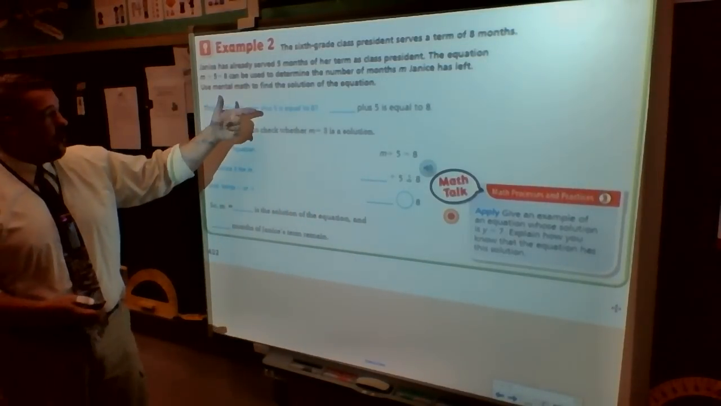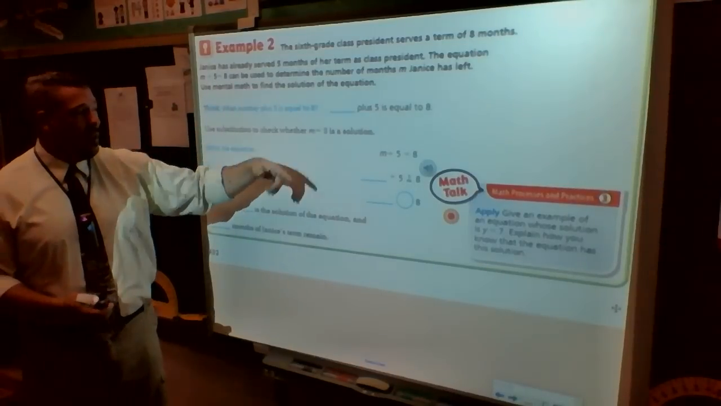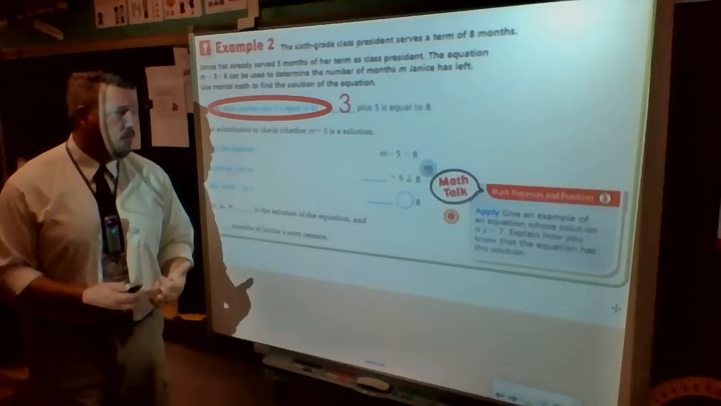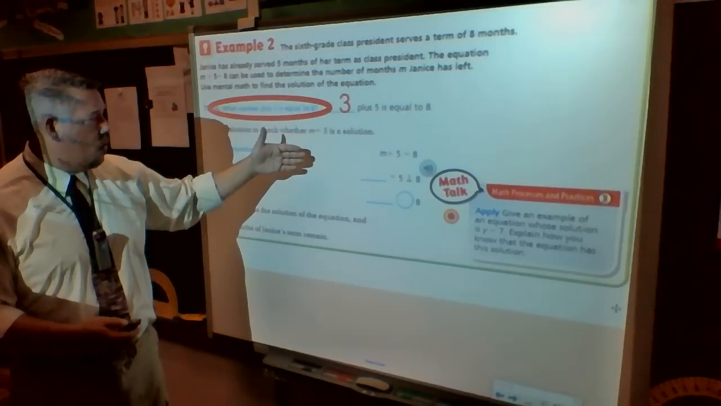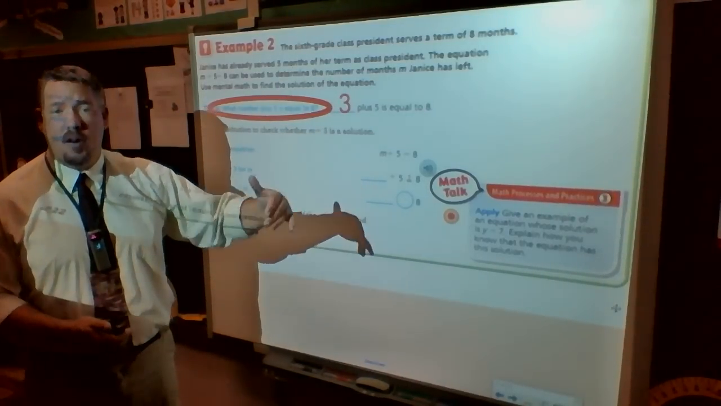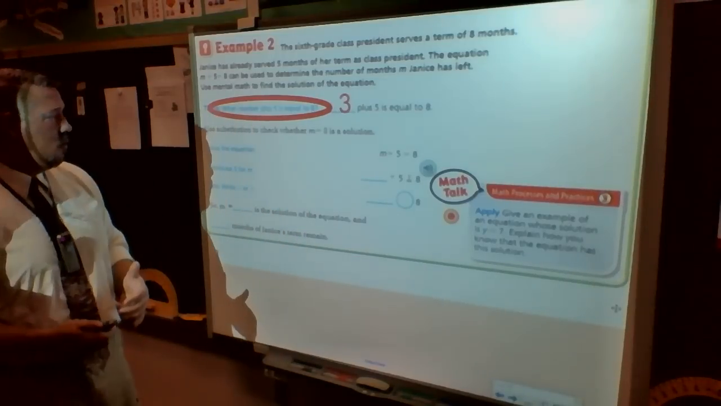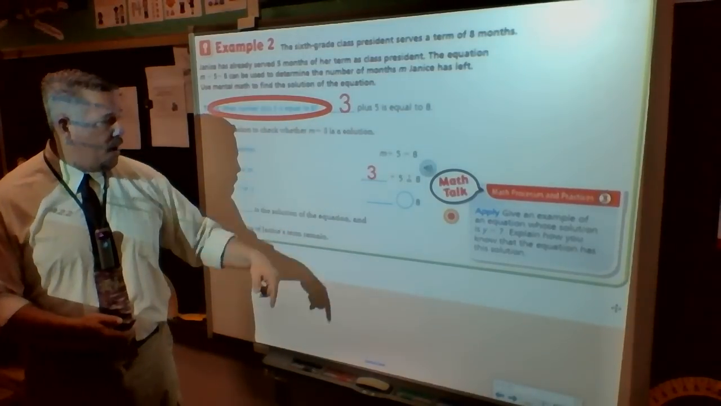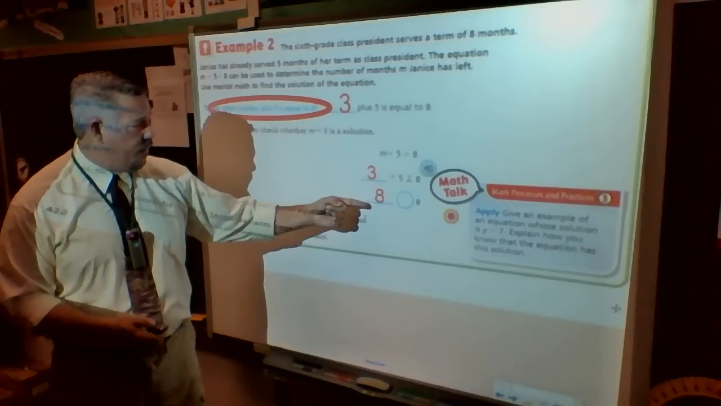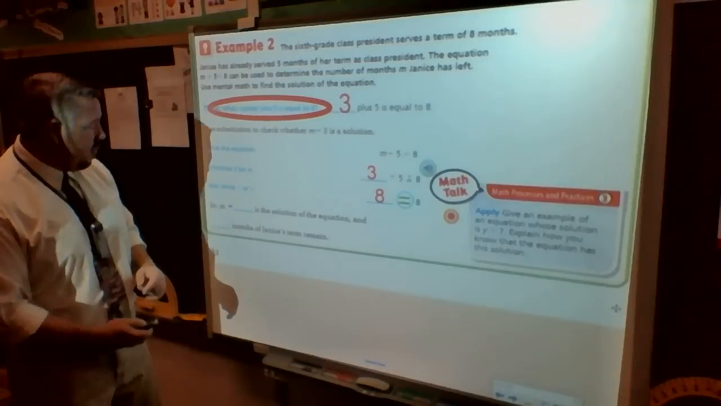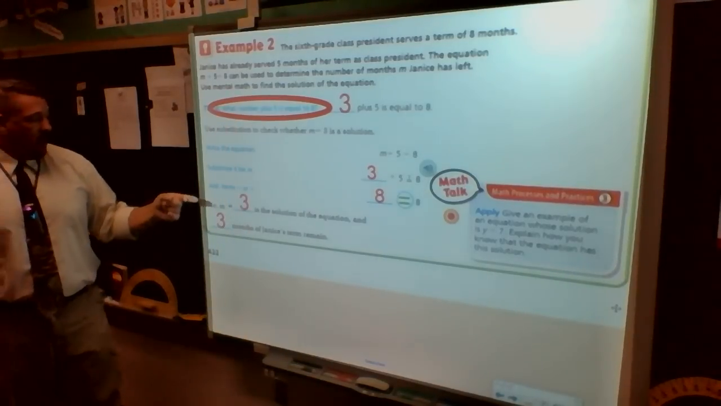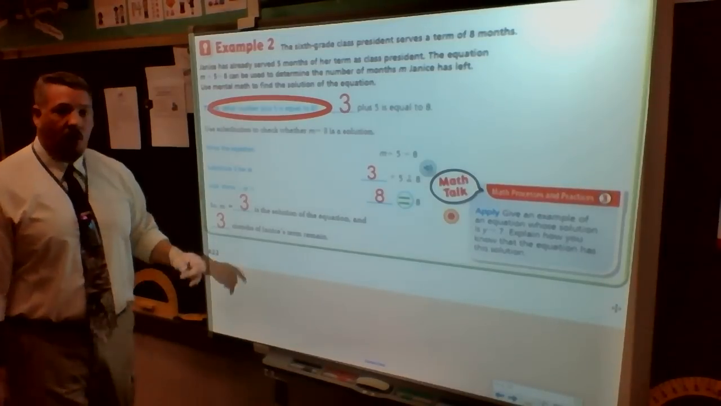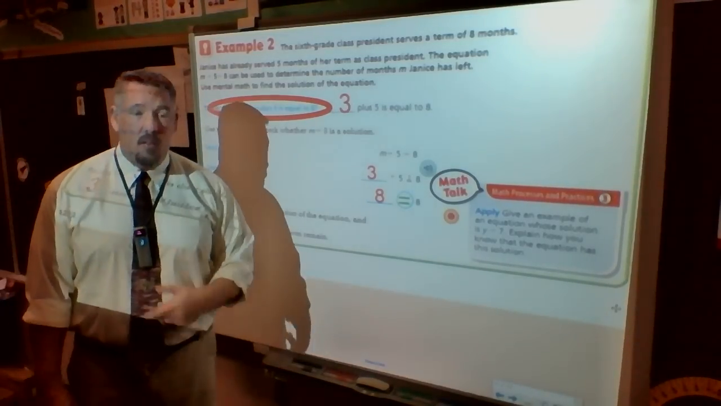So if I think about what 5 plus what is equal to 8, then I should know that it is going to be 3. But then I have to prove it. So if I plug in what I believe it is, I'm making a hypothesis, I'm going to test it, and then I'm going to analyze if it was true and draw a conclusion. So m is equal to 3. I plug in 3 for my m. 3 plus 5 equals what? 3 plus 5 does equal 8, so they are equal. So I know the m is equal to 3. And m equal to 3 is the solution for the equation. Therefore, there are 3 months in Janice's term that remain.